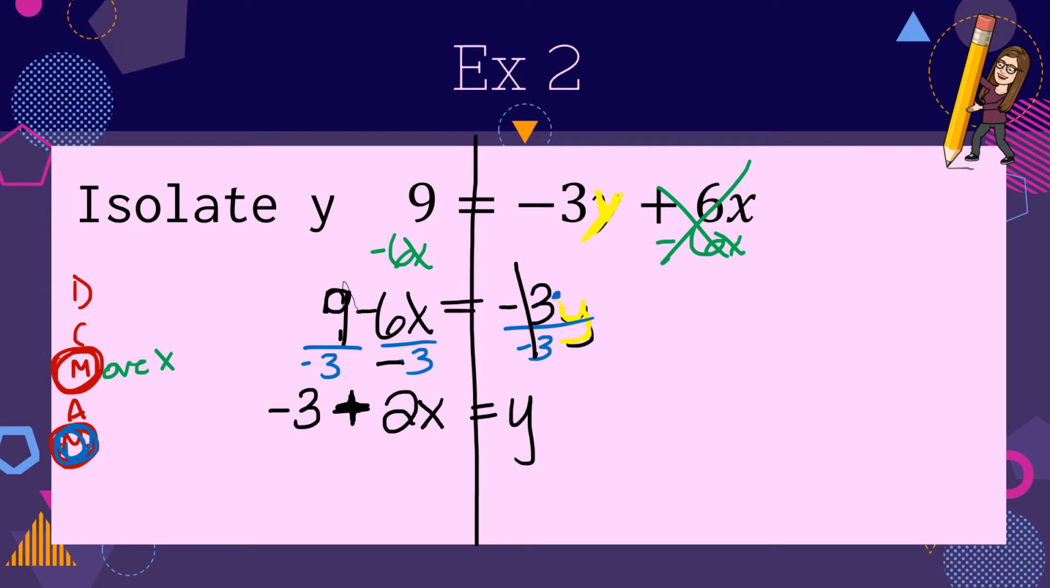Now, in this lesson, just a little tip, all of our answers are going to be y equals some number with x plus or minus some number. Okay, that's our end goal in this lesson.